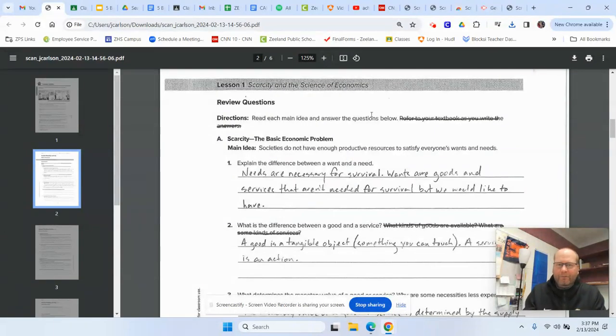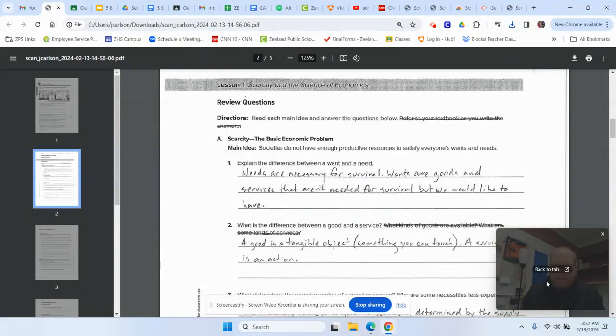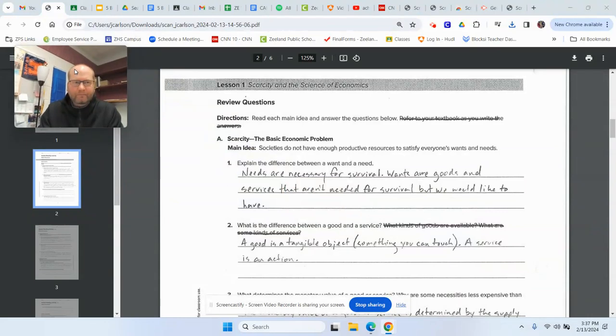Okay, the next page down. It's talking about scarcity, the basic economic problem. Explain the difference between a want and a need. We've talked about this stuff a lot. Needs are necessary for survival. Wants are goods and services that aren't needed for survival, but we would like to have those things. That's your Christmas list, your wants.